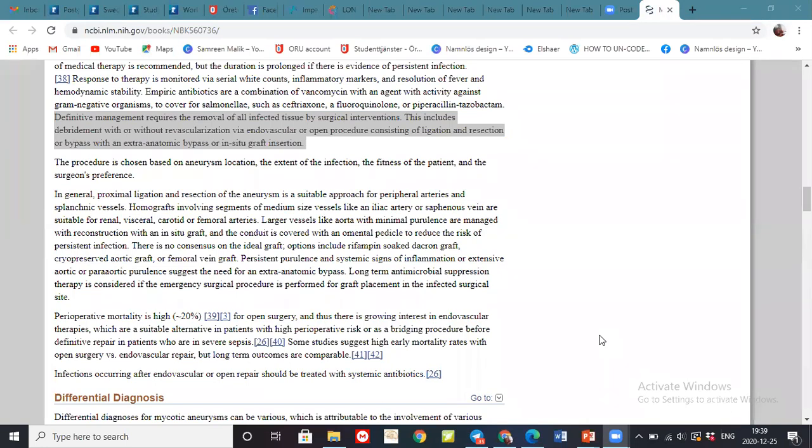Management would have been different if a smaller vessel was involved. But this is the largest vessel which is involved. Yes, ma'am. And they are doing debridement with or without revascularization via endovascular or open procedure. But that is not for aorta, ma'am. That is different.